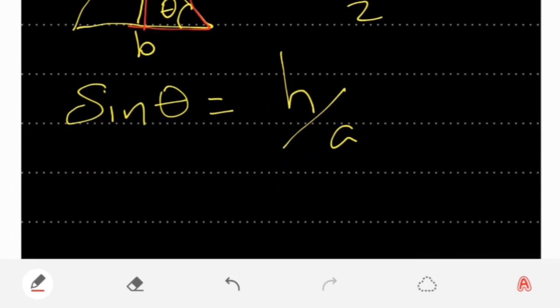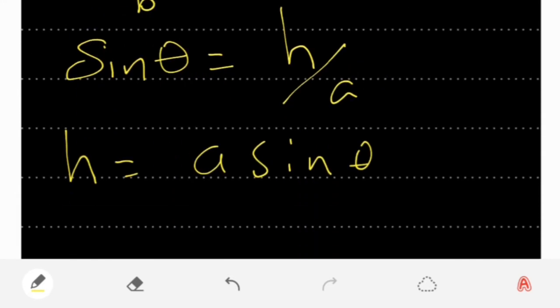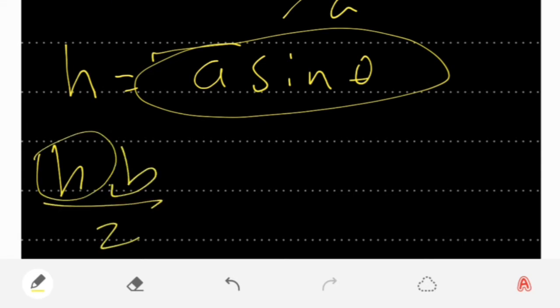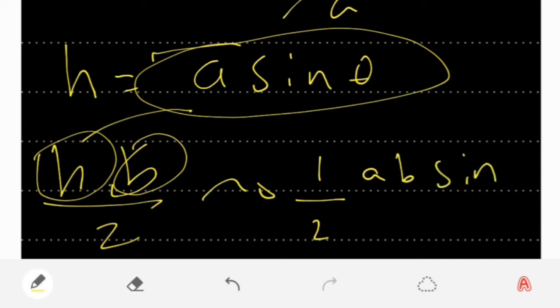So h is equal to a multiplied by sine of the angle theta. In the area rule, in place of h, I'm going to put this value. So remember, h multiplied by the base divided by 2. But h is equal to this, so we get 1/2 of a sine of the angle multiplied by b. Just so that we make it organized, let's write b first and then sine of the angle. So this is the last rule.